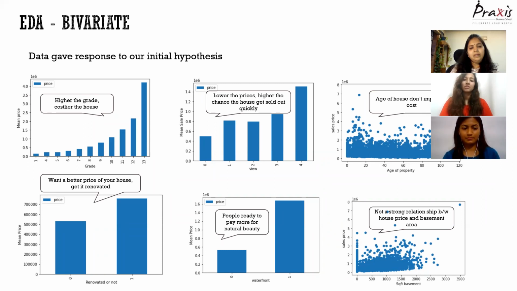Now, as we start from the top left chart, here when we compare the mean price versus the grade of the house, we can see the higher the grade of the house, the higher the price. So from this, we can say that we can move forward with our first hypothesis for deep diving.